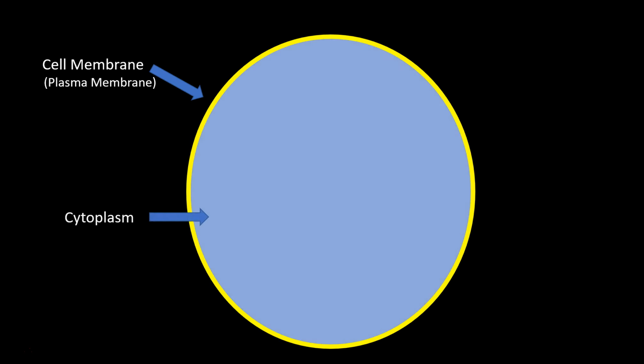Next, we have the cytoplasm. The cytoplasm is the jelly-like substance inside of the cell. Why is it jelly-like? Well, it's mostly made up of proteins in water, and it gives it this thick texture, kind of like Jello. The cytoplasm is also where most metabolism occurs, most metabolic reactions.